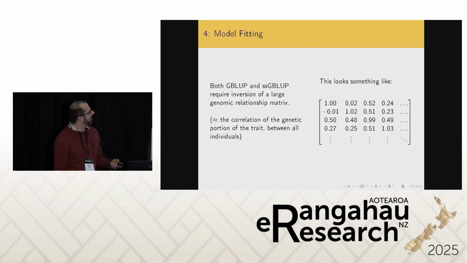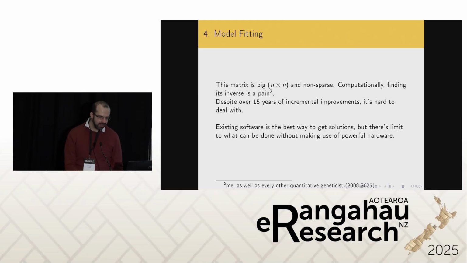This matrix sucks, honestly. It's big, it's non-sparse, it doesn't have any zeros in it, and so trying to invert it is really difficult. People have been iterating and improving and trying to do better ways of finding the inverse of this ever since SSGBLUP and GBLUP were proposed, basically, but it's still a bit complicated, it's still not easy. There have been definitely improvements. People have written some really slick software, much better than anything I'd write. But ultimately, to get above a certain point, you just need better hardware.